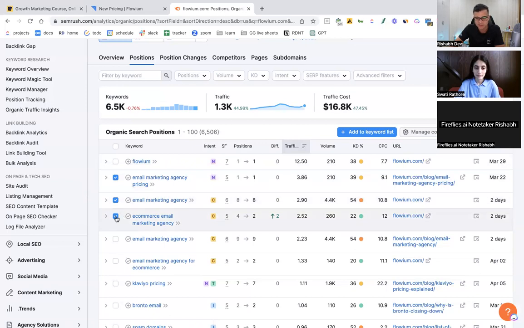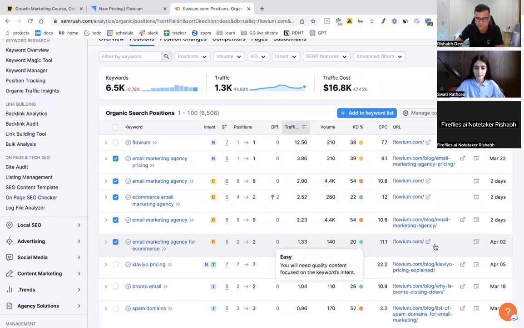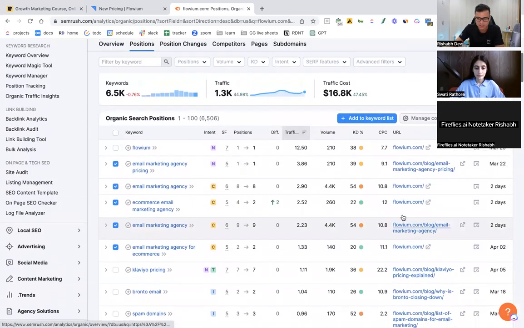So I would say email marketing agency pricing, e-commerce email marketing agency, which is not a very hard keyword to rank for. This is showing you the keyword difficulty level. Again, email marketing agency, which is the same keyword, it's repeated. Email marketing agency for e-commerce is also not a very difficult keyword to rank for.